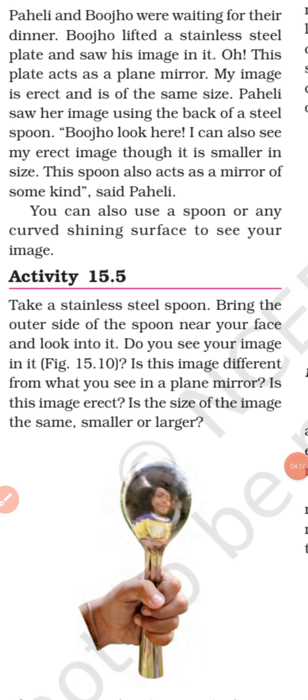See, if we look into a shining steel spoon, we will find that the front and back parts of the spoon give different types of images of our face.